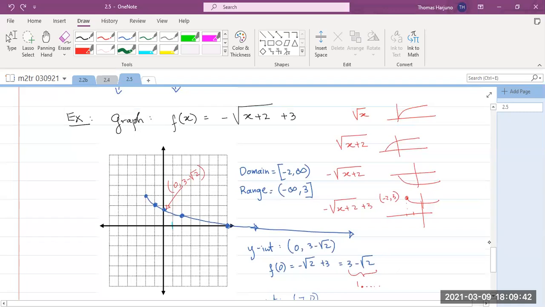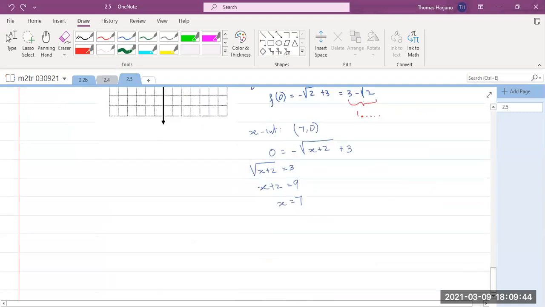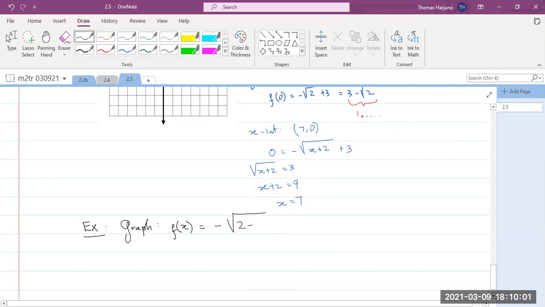Okay. Now, actually, I want to go one more step further. So what happens if we want to graph f(x) equals negative square root of 2 minus x plus 3. It's 2 minus x, not x minus 2, 2 minus x.